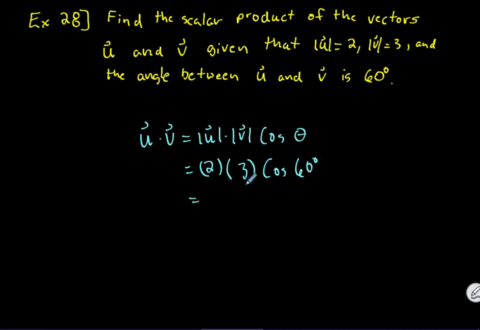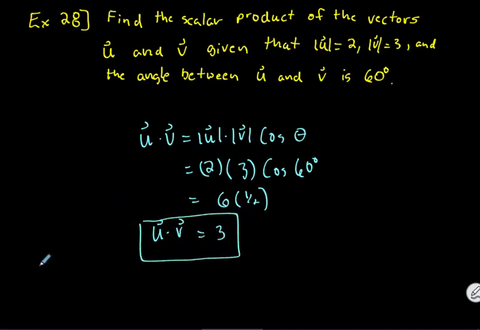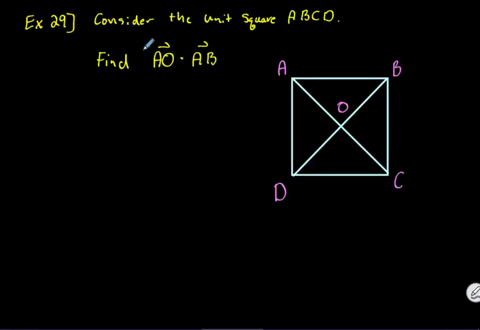We were given the magnitude of u was 2, and the magnitude of v was 3, and the angle between them is the cosine of 60 degrees. And then we know that 3 times 2 is 6, and the cosine of 60 degrees, that's a half, right? And then the half of 6 is going to be equal to 3. So the dot product of u and v comes out to be 3. And there you go.